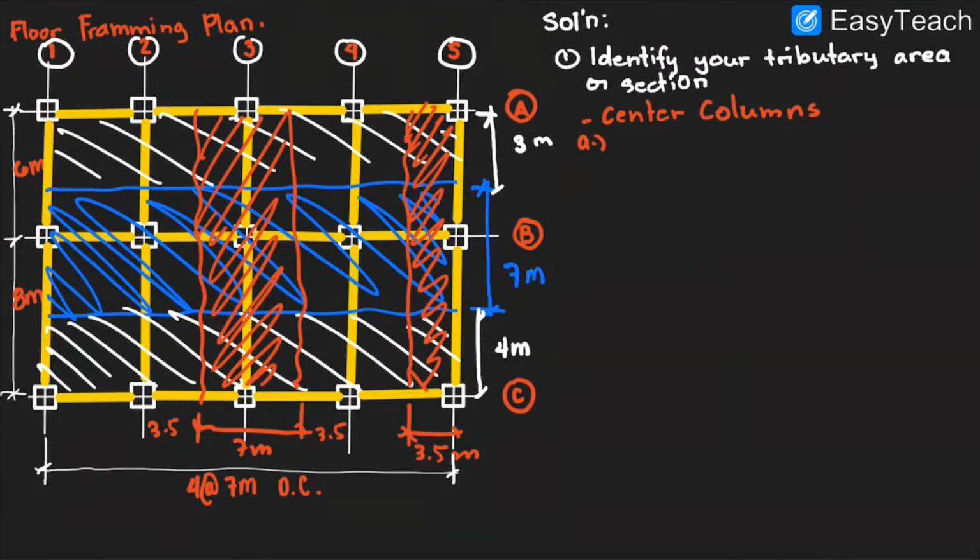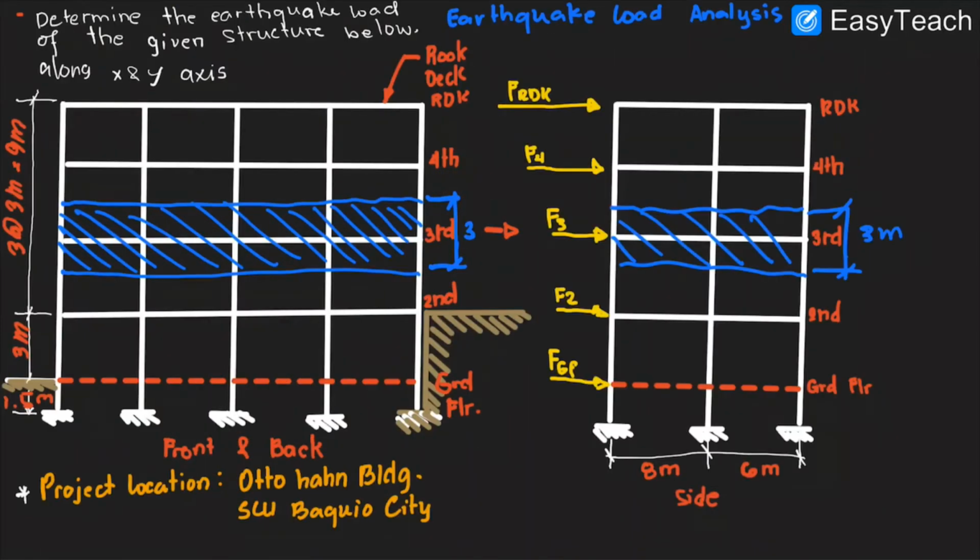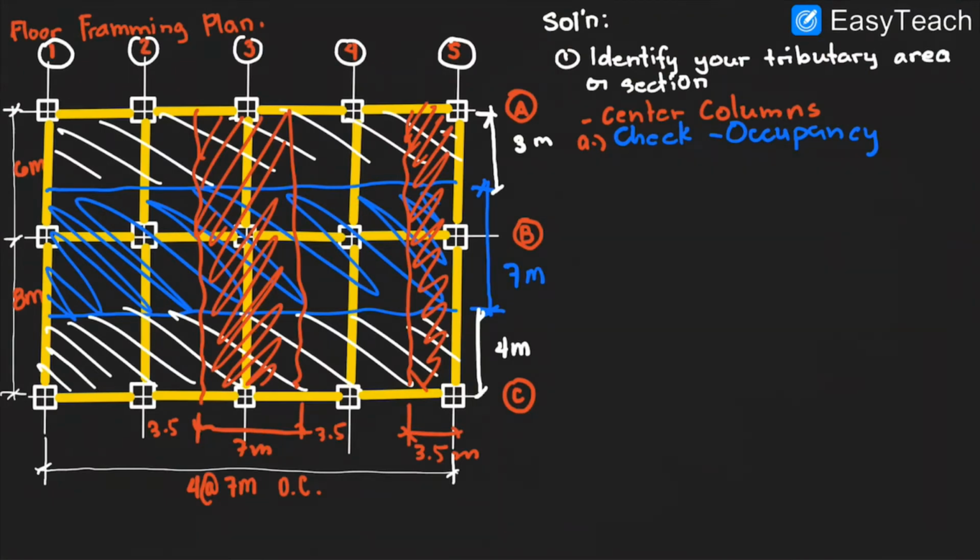is to identify or to check the occupancy. Anong category ito? Para saan yung ating facility? Para saan yung ating structure? So, note that the project location is at Otohan Building, SLU Baguio City. So, it is a school building.